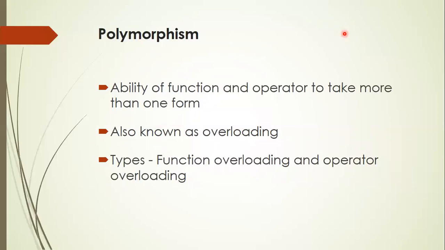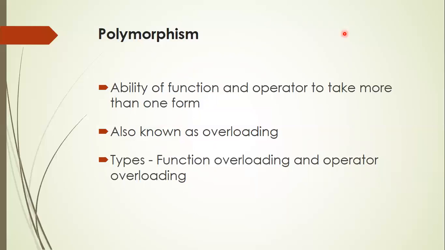That means the same function name remains the same in the program but can be used for two different purposes. Similarly, the same operator in the same program can be used for two different purposes. I will give an example later. Such an ability of a function or an operator to take more than one form is called polymorphism.